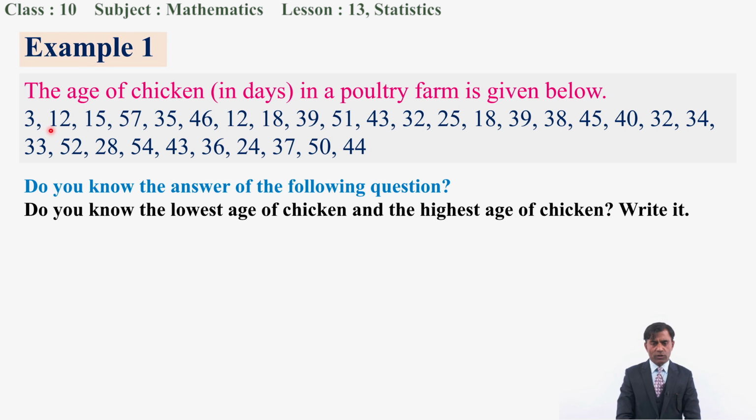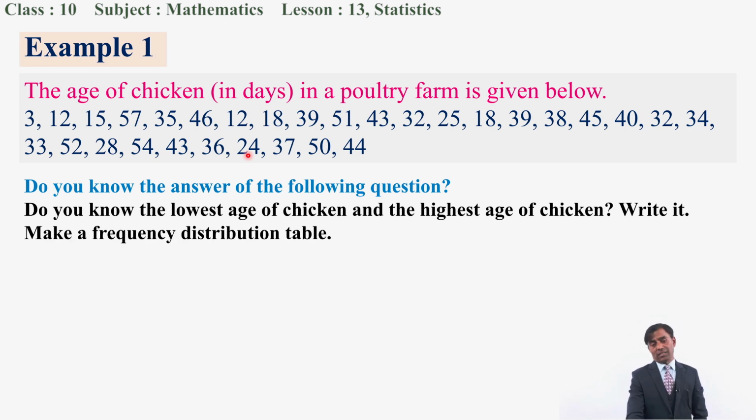Similarly, find out which one is the highest age of chicken. Is it 57? I can see 57 here. Can you see more than 57 in the given data? If you can't see more than 57, then 57 will be the highest age of chicken in the given data, right? So we'll get the answer later on.